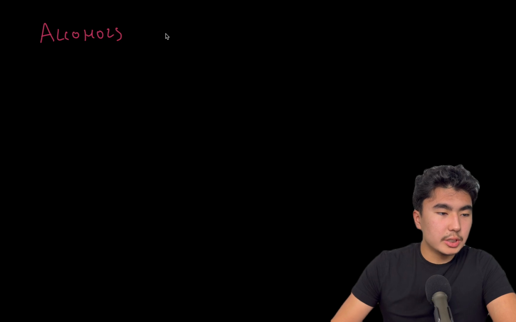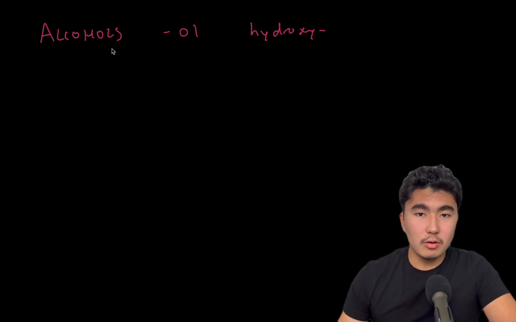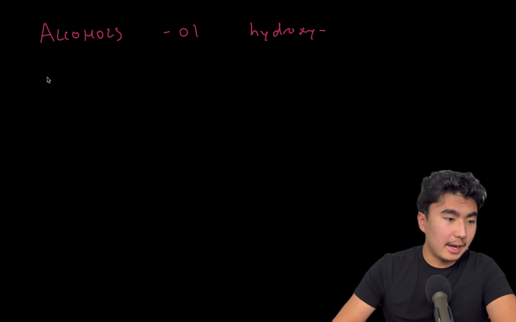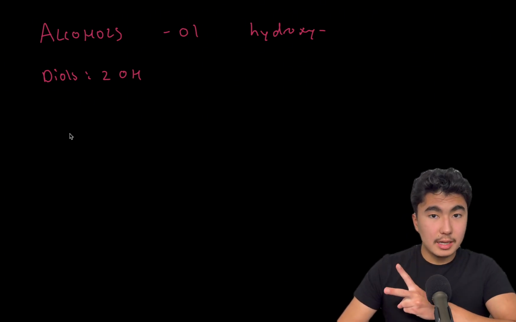If you didn't know already, alcohols will usually have the suffix -ol and the prefix hydroxy. So if we have an alcohol and we have 2 alcohols, we can have a diol. So diols are 2 OH groups, or 2 alcohols. Now, there are 2 different types of diols that we have to know.